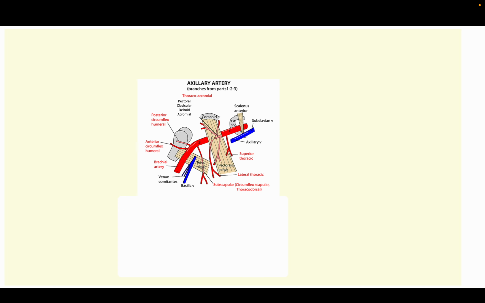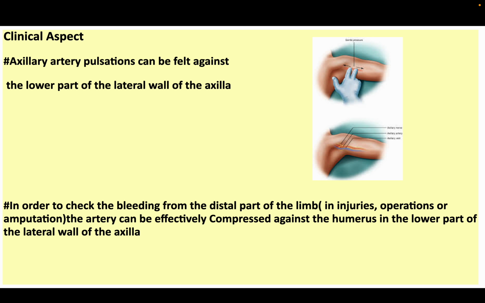Now this is a diagram showing the different branches. You can see first part, second part and third part. From this, superior thoracic artery; here the two branches, that is acromiothoracic with pectoral, clavicular, deltoid and acromial branches. Then it has lateral thoracic artery, you can see. Then third part has three branches, anterior and posterior circumflex humeral and subscapular, along with the circumflex scapular branch. So these are the branches of the axillary artery.